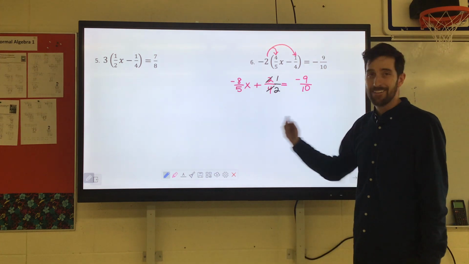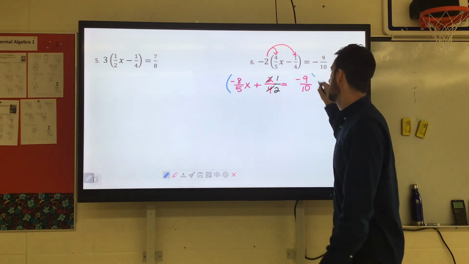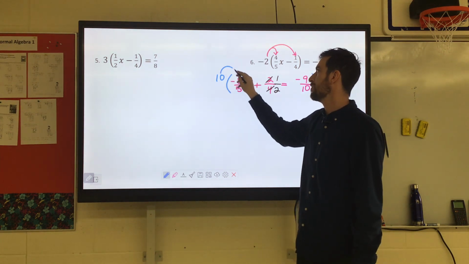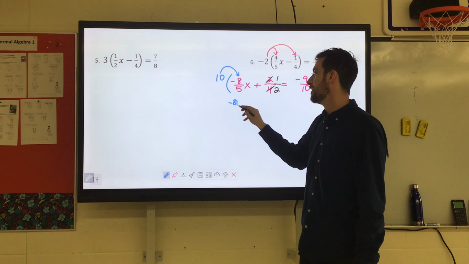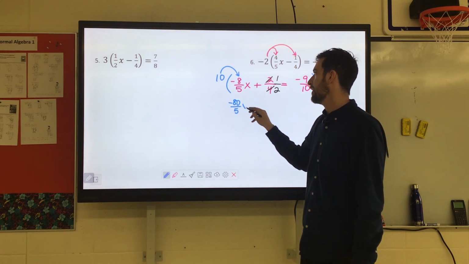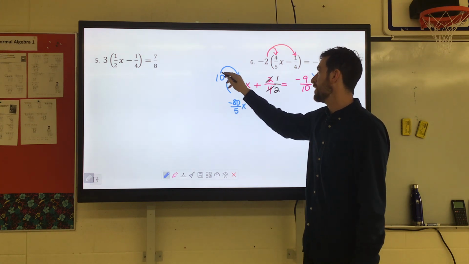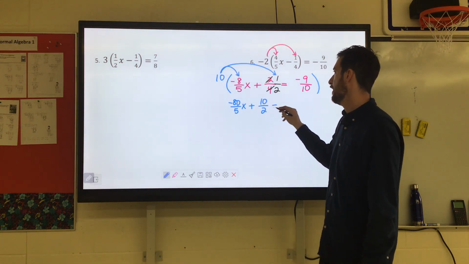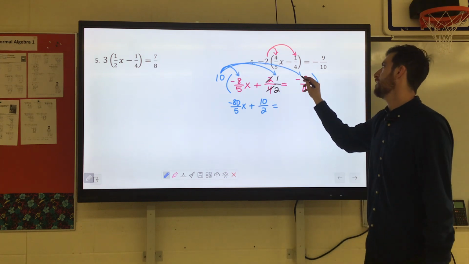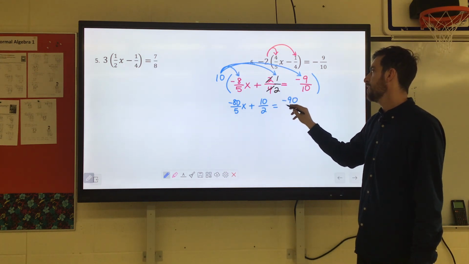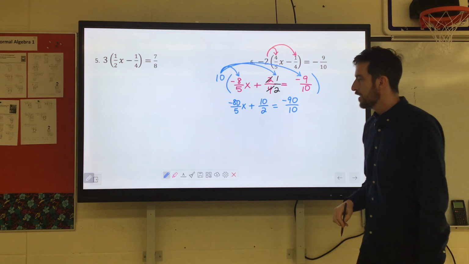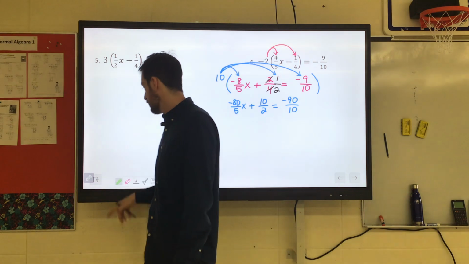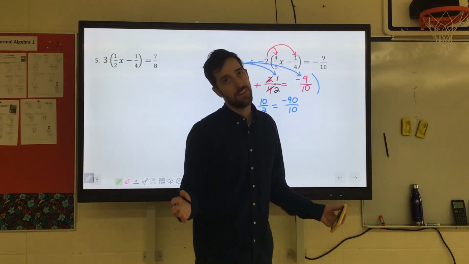And we used 10 because they all go into 10. So let's try that out. And remember, this gets multiplied in the numerator. So 10 times negative 8 is negative 80 over 5x. Plus 10 times 1 is 10 over 2. Okay. And 10 times negative 9 is negative 90 over 10. Let's go ahead and divide these out. The fractions will go away.